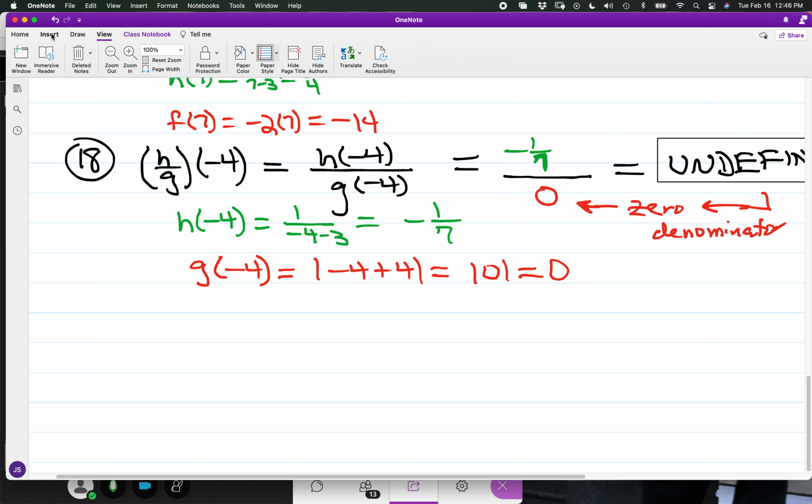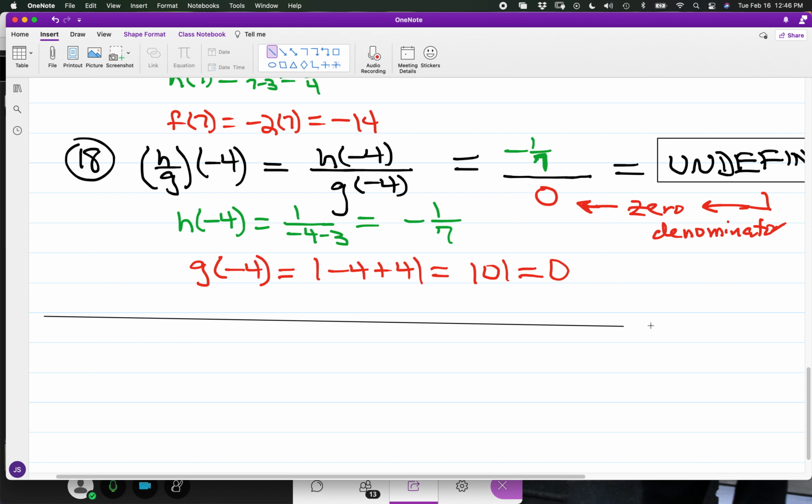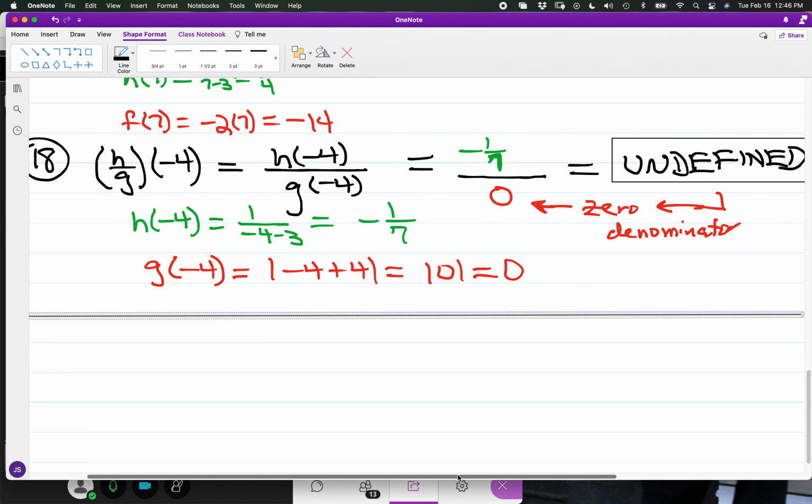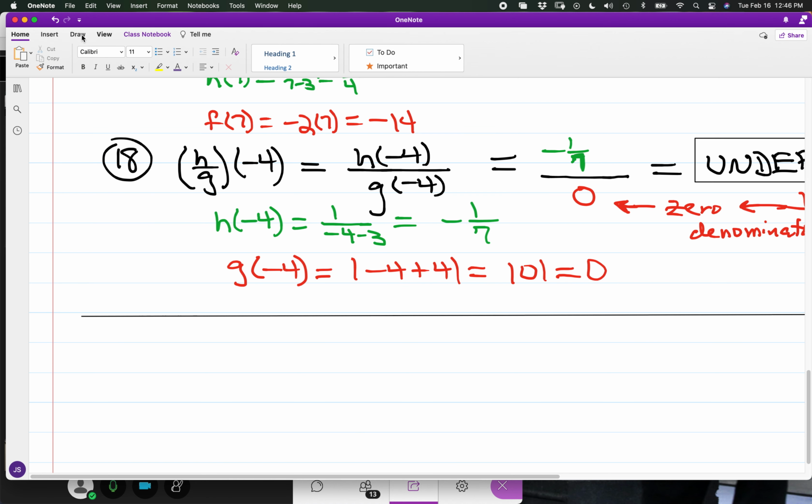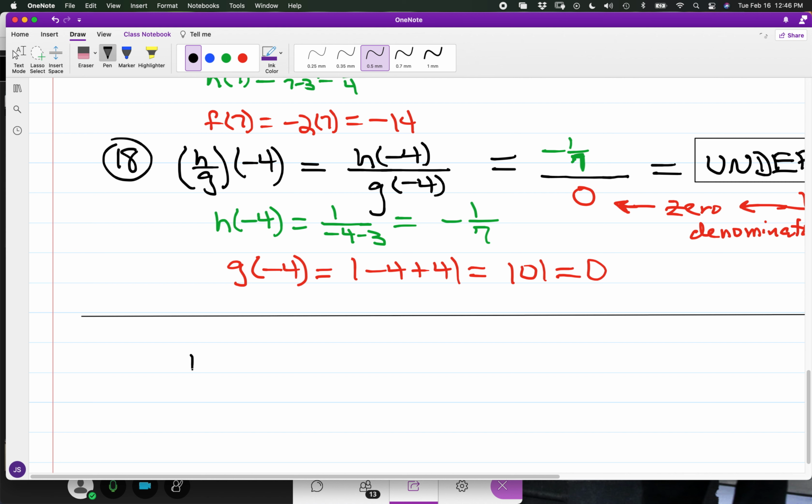So for this next group, we have r of x equal to negative 3x, p of x equal to x squared plus 3x, and q of x equal to the square root of 1 minus x.